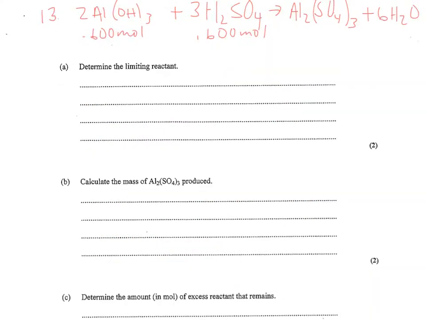Number 13, this equation was given to you at the bottom of the previous page, and you were told you have 0.6 moles of each reactant. So then it says determine the limiting reactant. I'm actually surprised you're given 2 marks for this. You could do it mathematically, but you also can look at this and it says you have equal amounts of each. The one that's going to limit you is the one that you use more quickly or more of. I use 3 moles of H2SO4 for every 2 moles.